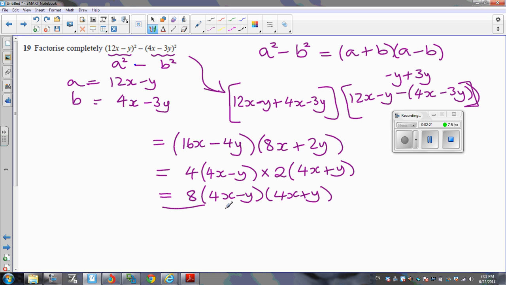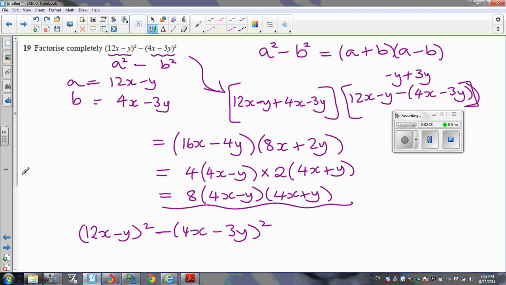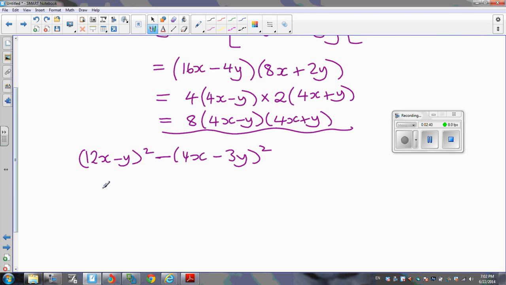And then it becomes 4x minus y times 4x plus y. And that's completely factorised. Now, an alternative way of doing this is a longer way round if you like. You've got (12x minus y) squared minus (4x minus 3y) squared. And you can remove the brackets, and it's quite a good idea. If you can't see what else to do, just remove the brackets and see what happens.